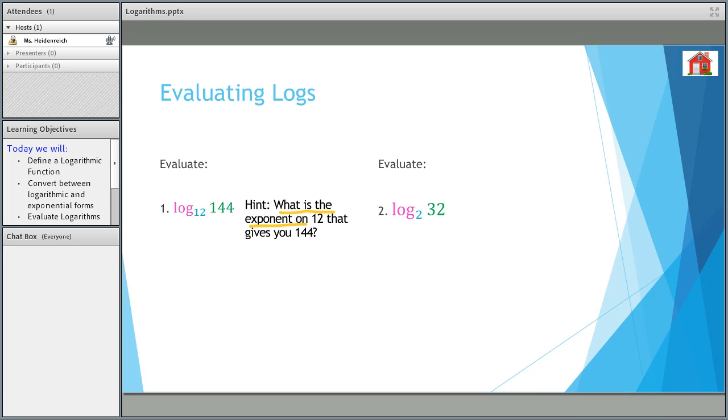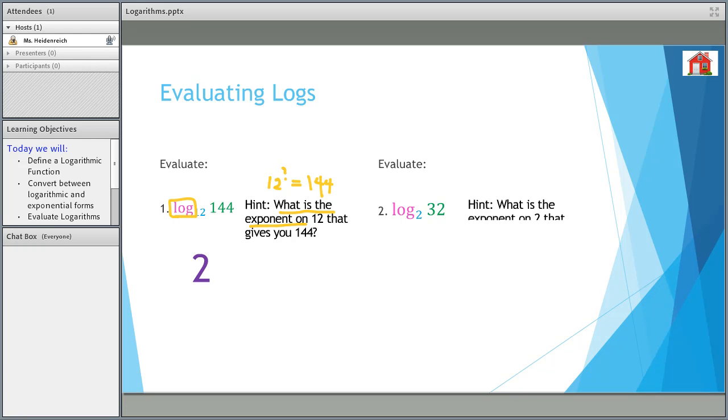So this whole phrase, what is the exponent on, can replace this idea of a log in your brain. What is the exponent on 12 that gives you 144? So in other words, 12 to the what equals 144. You're looking for that question mark. And the answer is 2. It's not 12 because 12 times 12 equals 144. It's 2 because the exponent on the 12 would be 2.